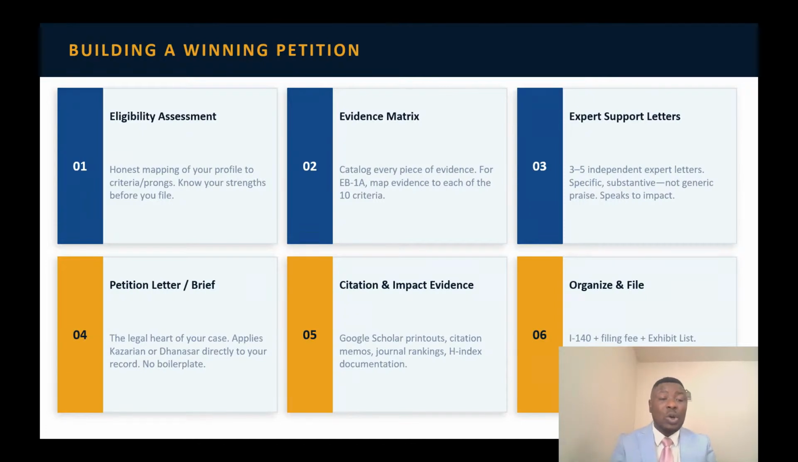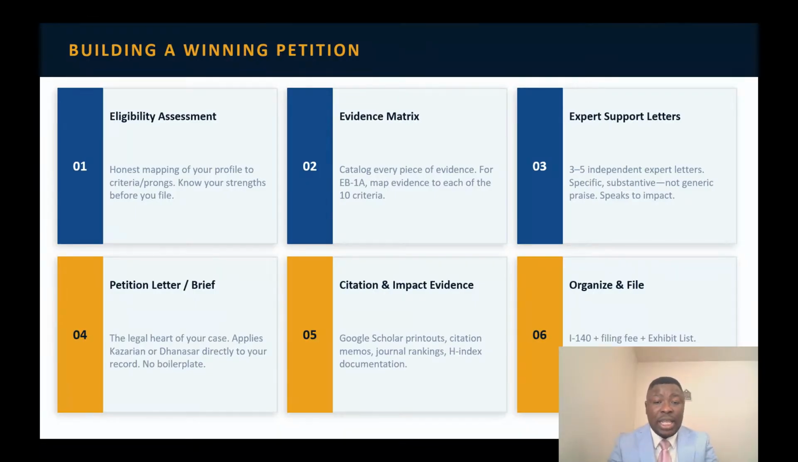You need to do an honest mapping of your profile to criteria, to look at which EB1 criteria do I meet or which EB2 prong can I meet. You need to know your strengths before you file. Number two, you need an evidence matrix. You need to catalog every piece of evidence.